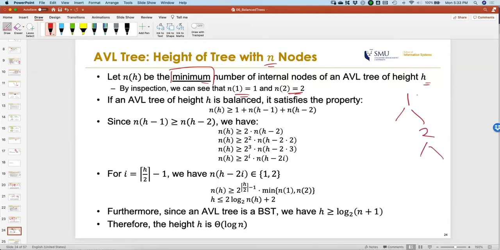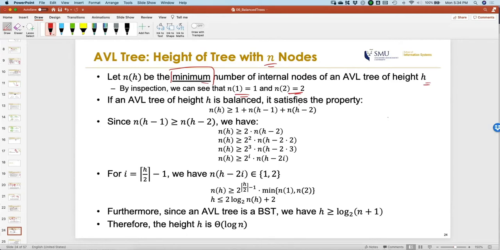In this case, this is a height of 2, right? So first and the second. And in this case, this is balanced, because on the left side, I have a height of 0, and on the right side, I have a height of 1. It's still considered balanced. So n2 equals 2, which means to support a height of 2, I need a minimum of 2 nodes. Okay, so those are the base cases: n1 equals 1, n2 equals 2.